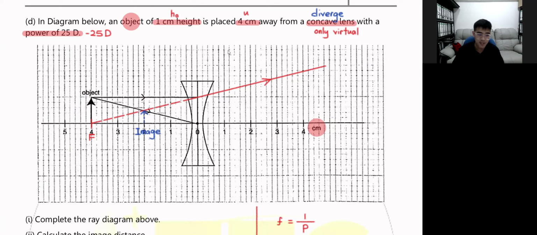Are we getting the upright image? Yes, the arrow points upwards. So you will always be getting virtual, upright, diminished if you use a diverging device, a diverging lens or diverging mirror also. A diverging lens is a concave lens, but a diverging mirror is a convex mirror. So later we will do questions related to the convex mirror.